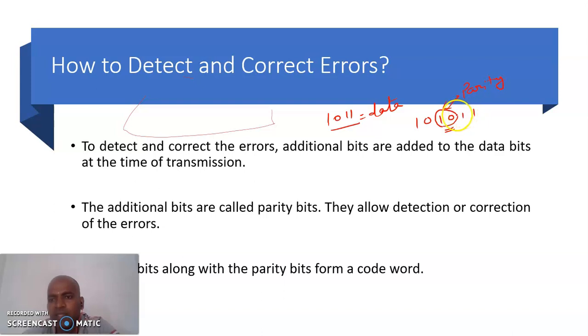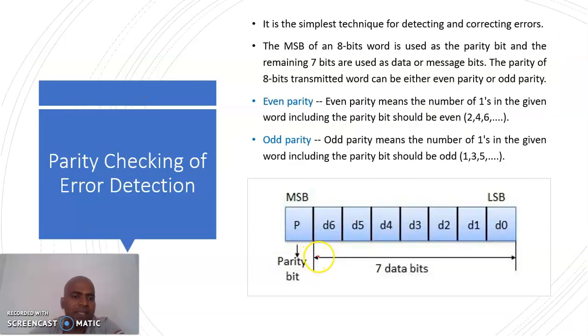At the receiver side, these extra bits will be identified and removed from the data bits, and then the original message will be retrieved. So the additional bits are called parity bits, and they are used for detecting and correcting errors. This is parity checking for error detection. Where do we add these parity bits? They are added along with the data, but we need to know the exact position.